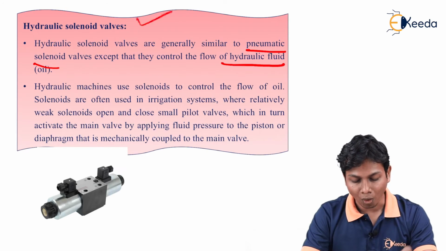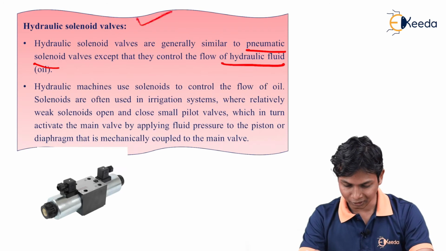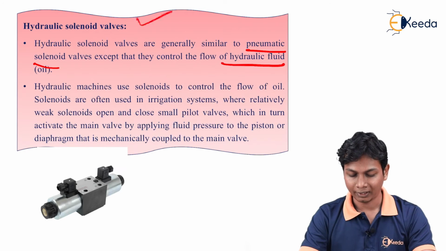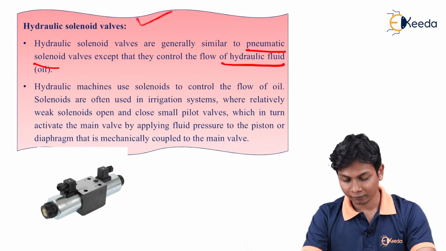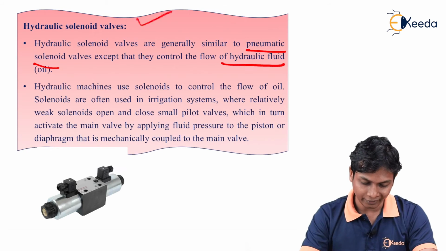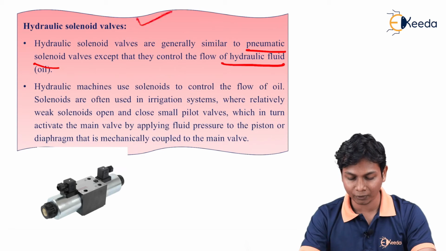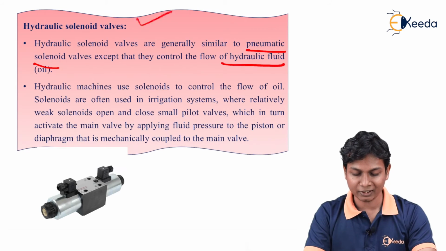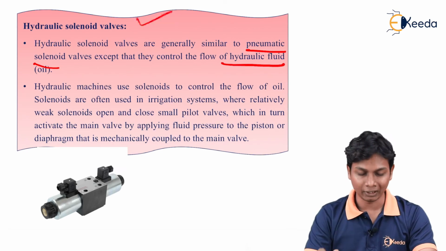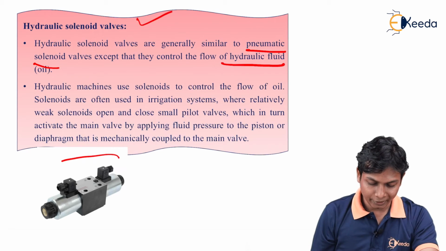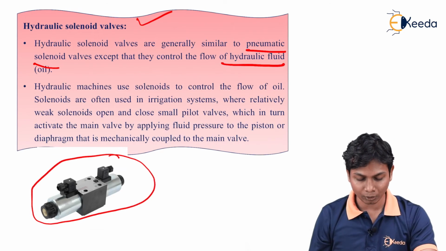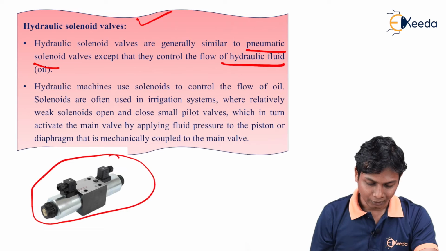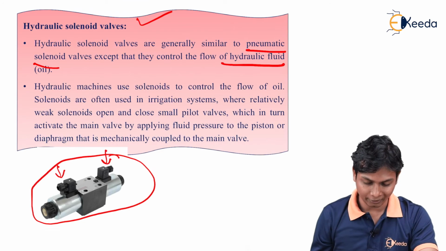Solenoids are often used in irrigation systems where relatively weak solenoids open and close small pilot valves, which in turn activate the main valves by applying fluid pressure to the piston or diaphragm that is mechanically coupled with the main valve. Here is the picture of a hydraulic solenoid valve where the cylinder is inside, and here is the controlling part or the supply part.